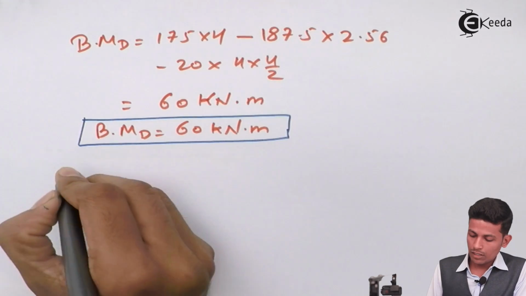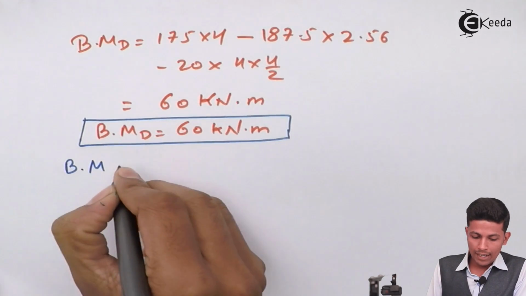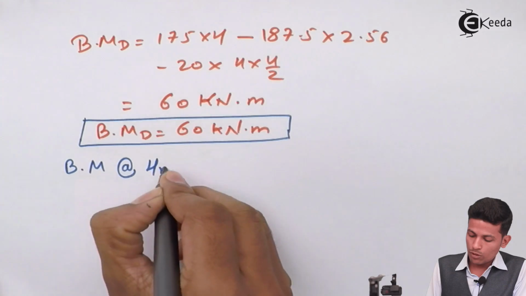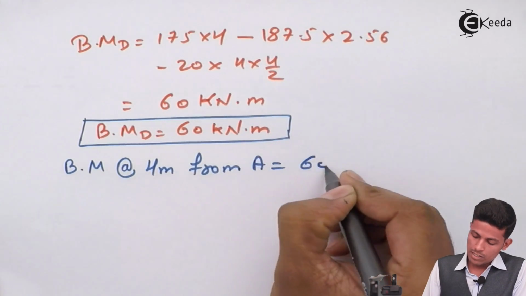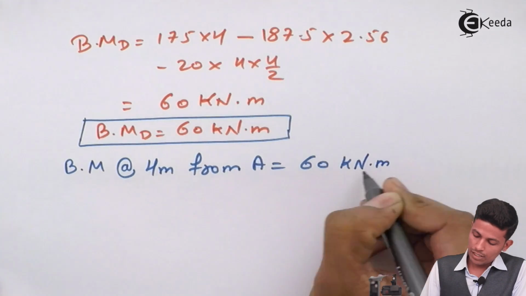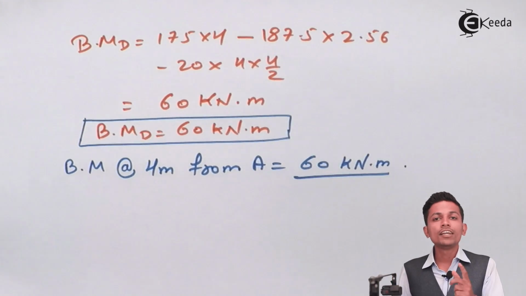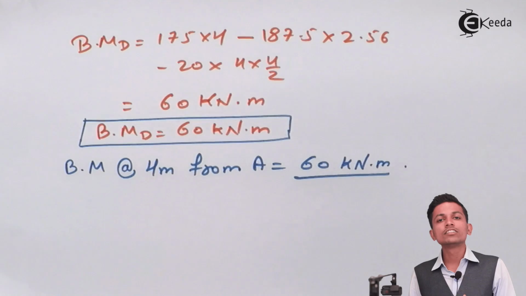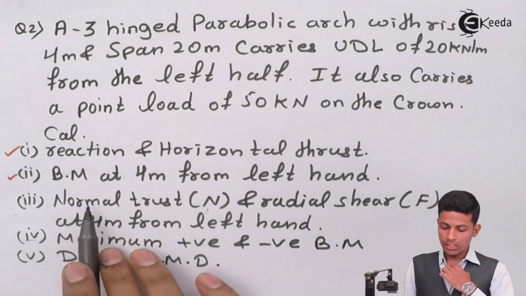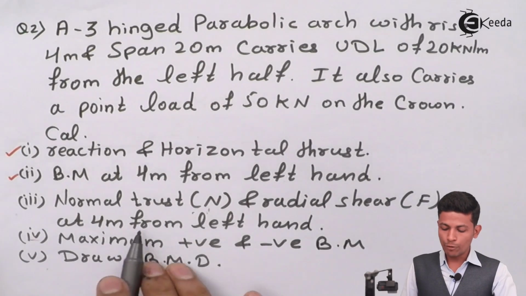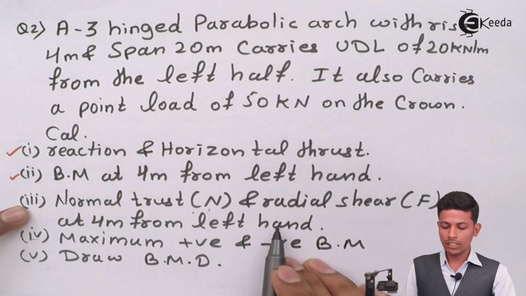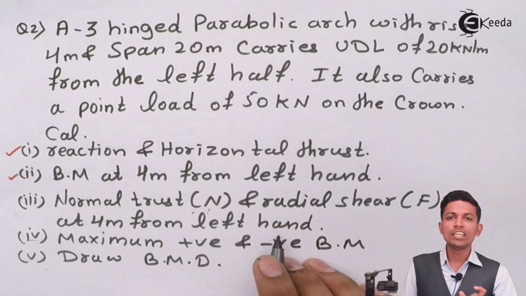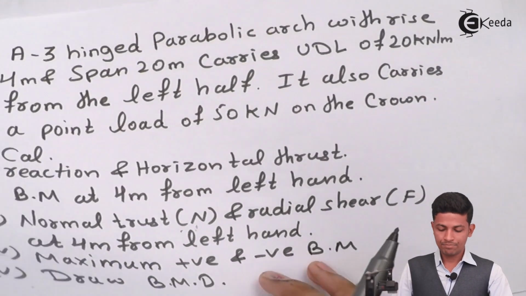So write it over here, bending moment at 4 meter from A will be 60 kilonewton meter. Okay, now we have done with the next part also. Now let's start with the third part. Normal thrust and radial shear force at 4 meter from left hand. This is exam point of view, this topic is very important to come in the exam. Okay, so let's see.